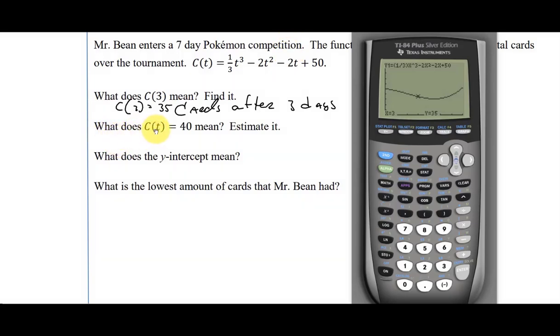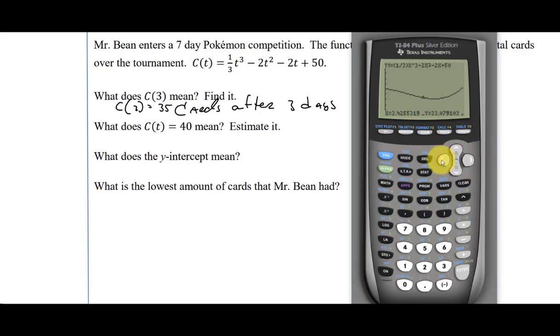What does C of T equal 40 mean? Estimate it. Well, it says estimate. It's not going to find exact. We're going to use some different strategies here to find the estimation. So what I'm going to do is I want the Y value to be 40. I'm going to hit trace where it is. It's already there, and I'm going to try to get as close to 40 as possible in this column here.